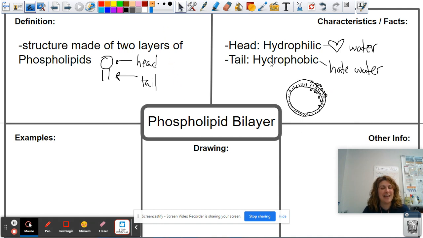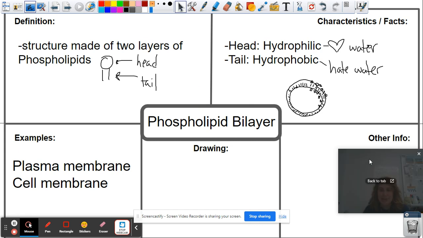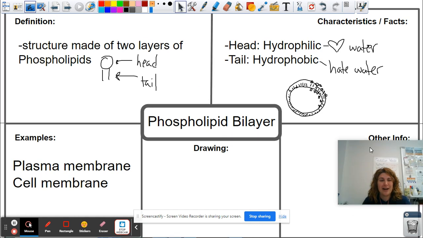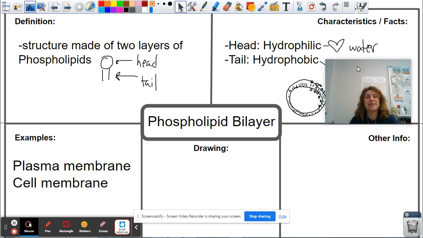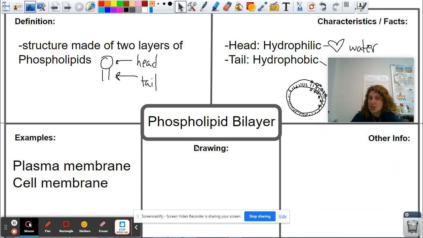So those are 2 vocab words snuck in there. Examples, again, just the synonyms for it, right? It's a plasma membrane, it's a cell membrane. Other words for the same thing. Phospholipid bilayer just more specifically describes it as what it is.